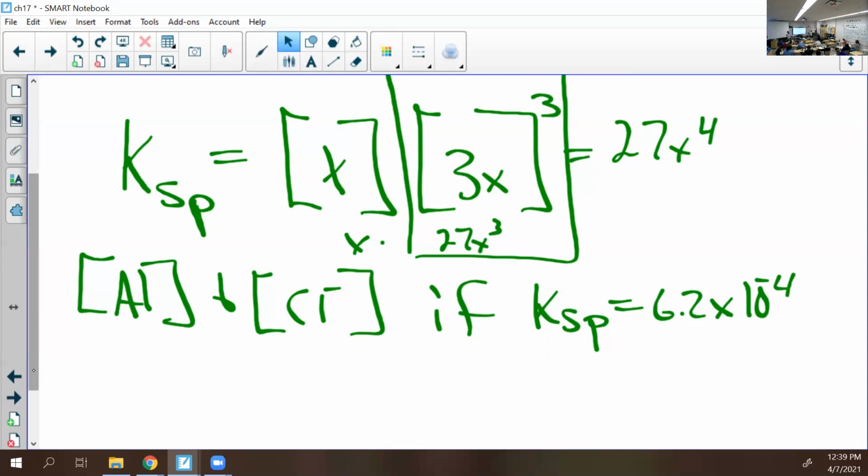Wait, so are we looking for both of them? Both of them. I might have gotten this wrong. Found it.